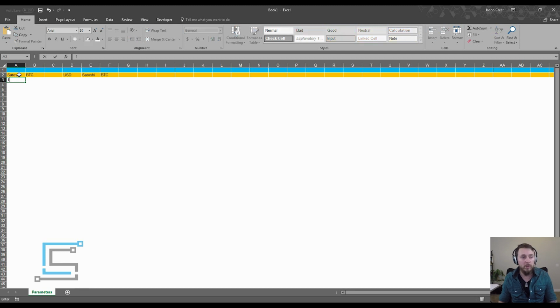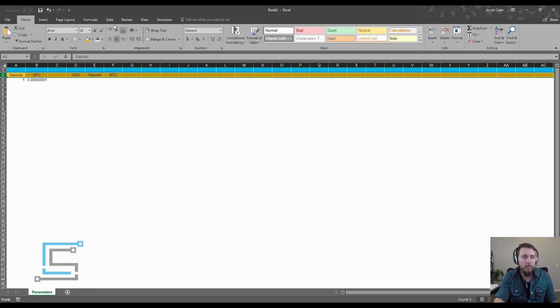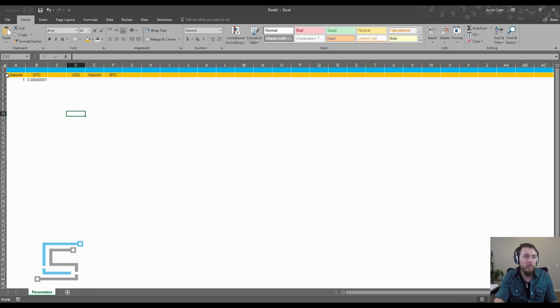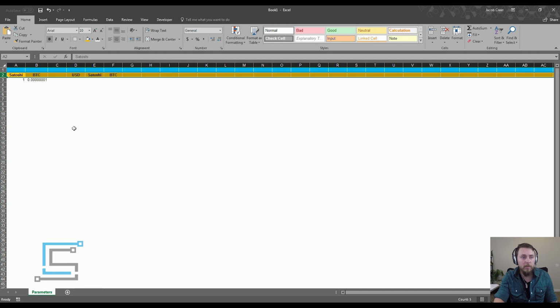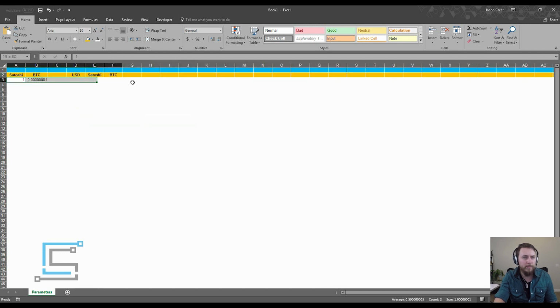Now we know that 1 Satoshi equals 1/100th millionth of a Bitcoin. So we're going to go 1, 2, 3, 4, 5, 6, 7, 8. There you go. Okay. Now do some basic formatting just to help make it look a little more presentable. This isn't something that you're going to look at very often, so you really don't need to get too crazy with it.